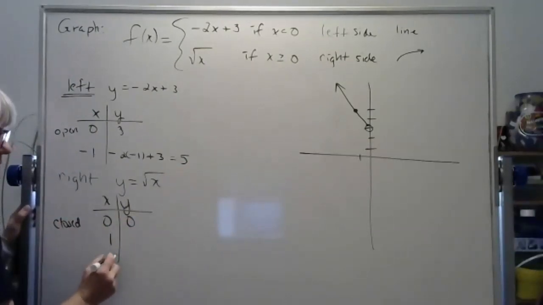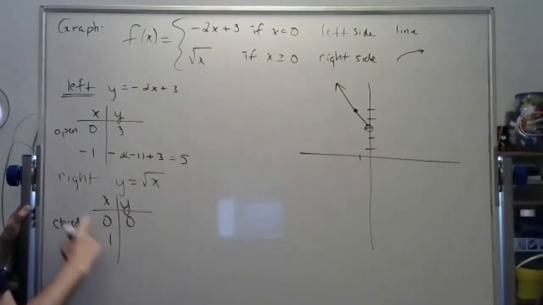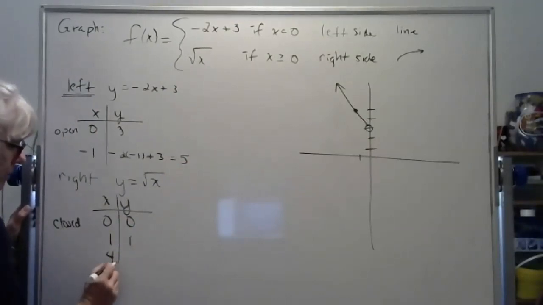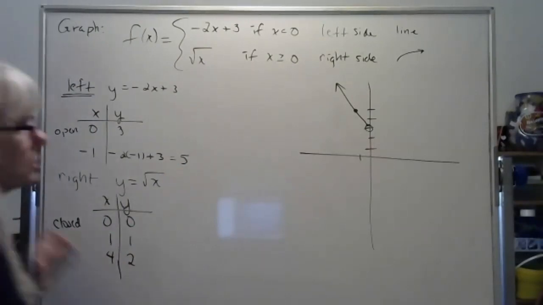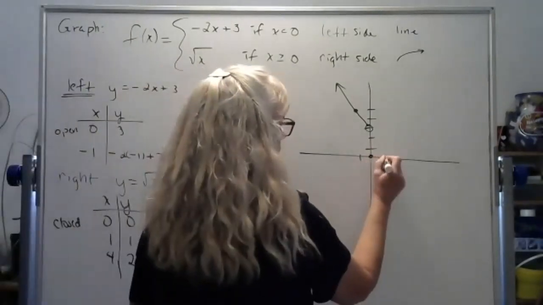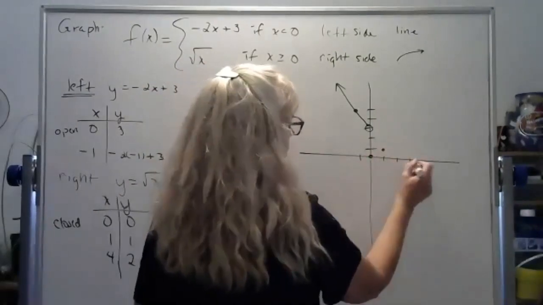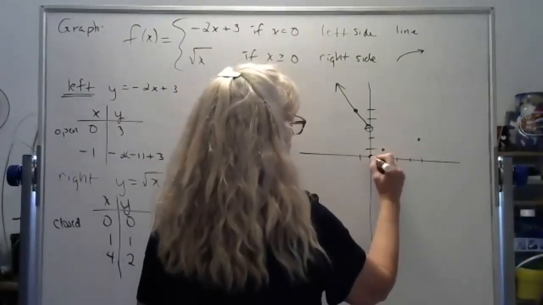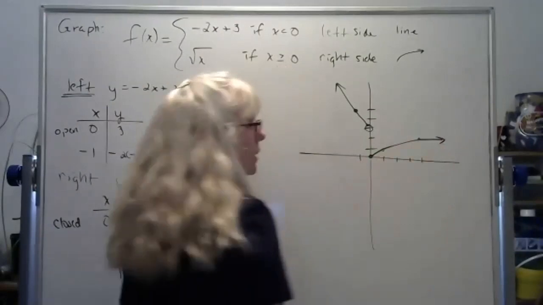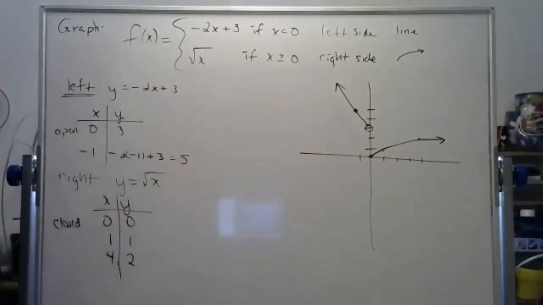If I plug in 1, and again, I'm picking numbers that are to the right, square root of 1 is 1, and then I'm going to plug in 4. Square root of 4 is 2, and that gives me a pretty good shape. So I've got 0, 0. At 1, I'm at 1, but at 4, I'm out at 2. So I'll get that half parabola shape that I need. And there's your piecewise function.